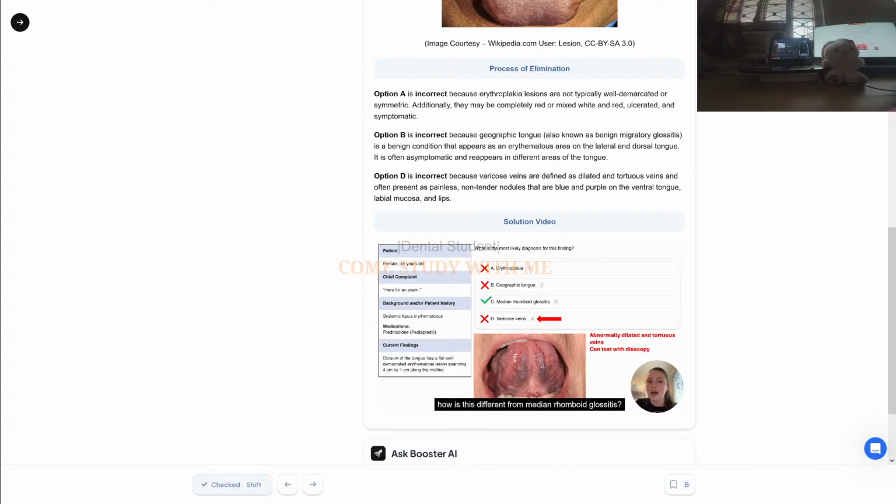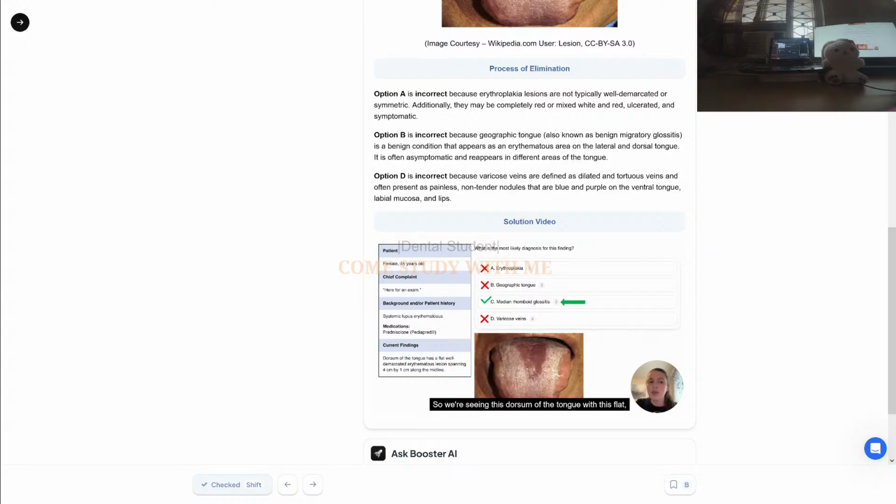Now, how is this similar, and how is this different from median rhomboid glossitis? It's similar in the fact that it's seen on the tongue, and it's typically asymptomatic, but that's kind of where similarities end. It's different in that it's a developmental condition, and it's not due to a fungal infection. It's seen on the ventral and lateral tongue, but it's not seen on the dorsal aspect of the tongue, which is where the median rhomboid glossitis was limited to, that mid-posterior dorsal tongue. These are also typically blue or purplish in color, and they're not red like our median rhomboid glossitis.